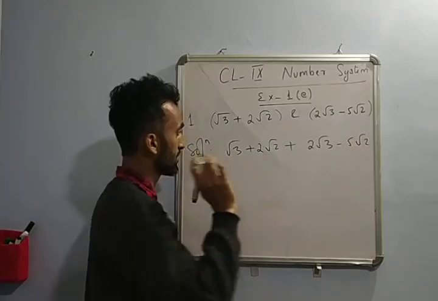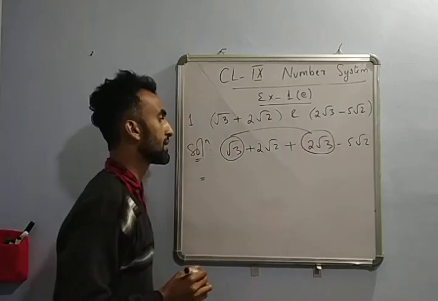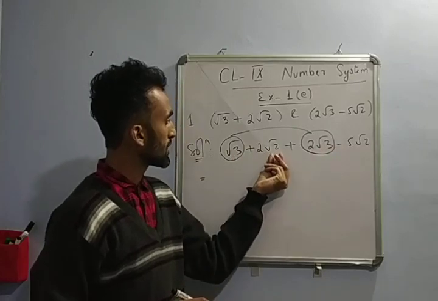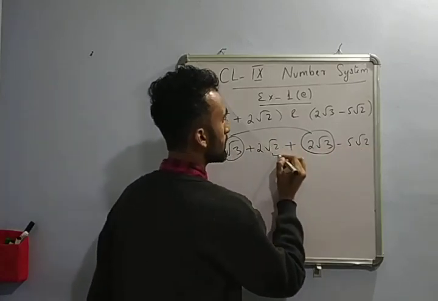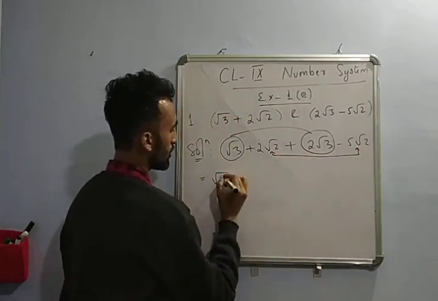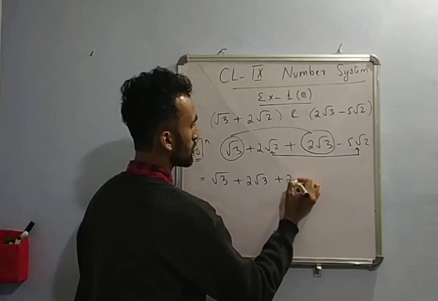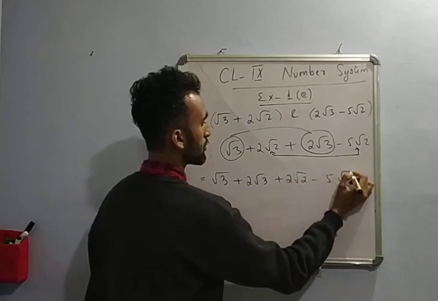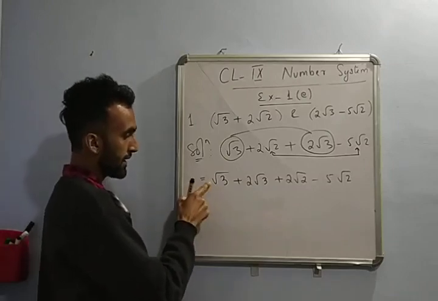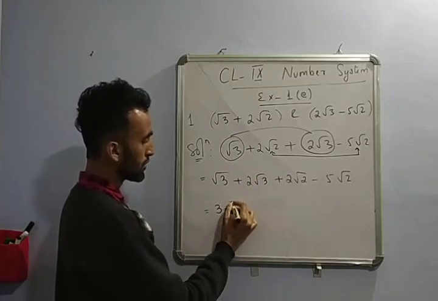Imagine that xy. Root 3 and this one I have to combine: 2 root 3. Check inside one, outside doesn't matter. Inside, root 3, root 3. Now this is root 2, this also root 2. These two will be combined, these two will be combined. Now I'll write together: root 3 plus 2 root 3 plus 2 root 2 minus 5 root 2. If nothing is there, there's a 1 here, always remember that. This is 1 root 3 plus 2 root 3, so this becomes 3 root 3.